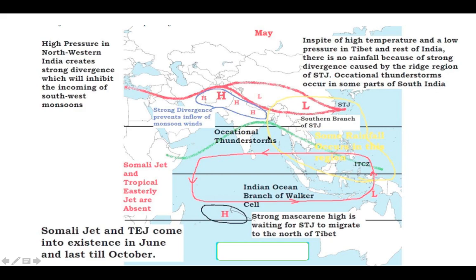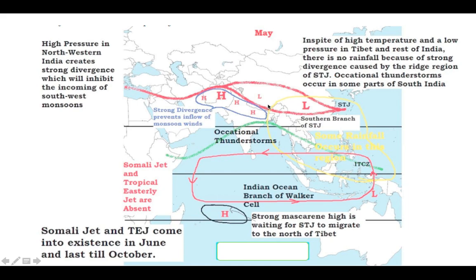But mainly, from the first day of June, we have intense rainfall over peninsular India, and then by 15th of June rainfall reaches somewhere in the Indo-Gangetic plain. So in May you can see the situation. Why is there no TEJ? Because of the presence of STJ over India, over the Tibetan Plateau.